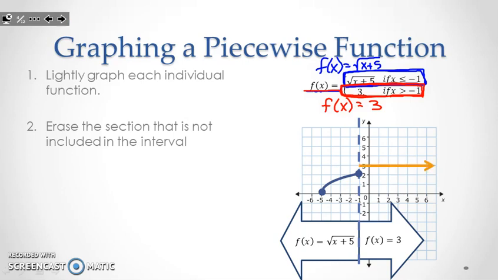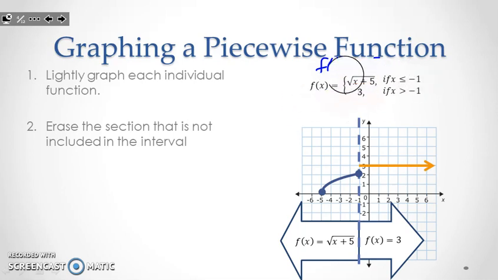Okay? And I know that because f of x equals 3 is on this side because that's where x is greater than -1. This side is my square root of x plus 5 because x is less than -1 for my square root. Okay? Then there's only one other thing that we have to do with this.